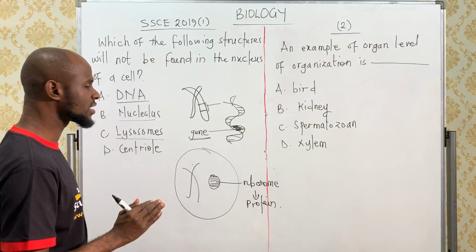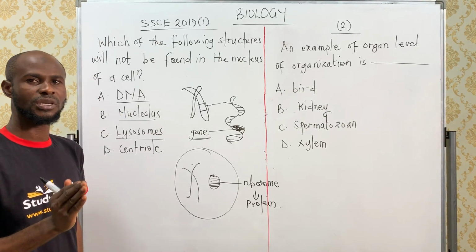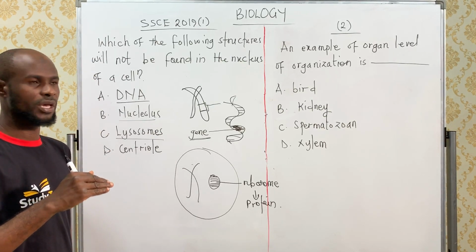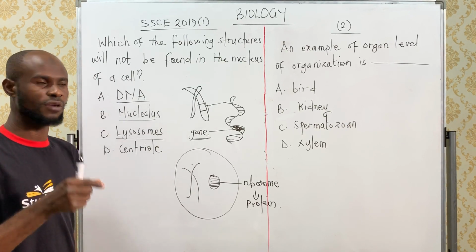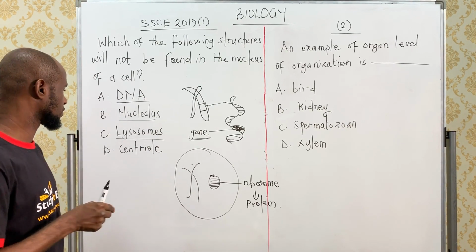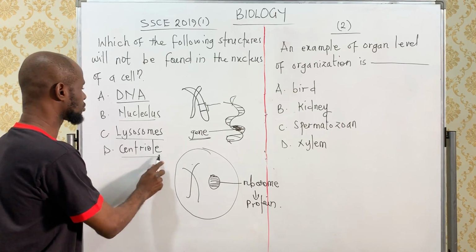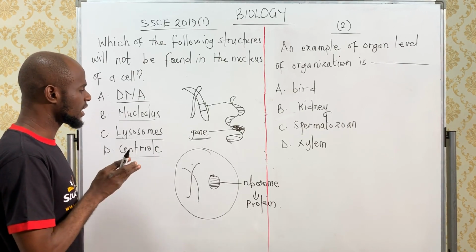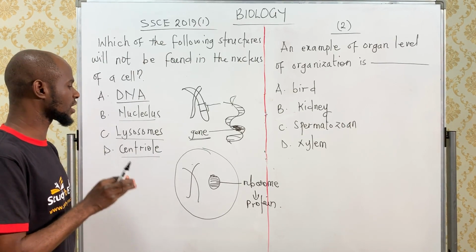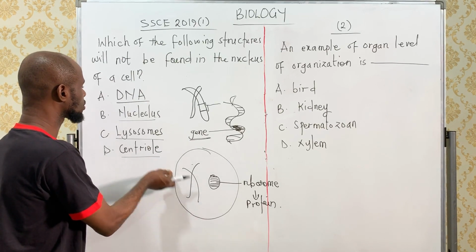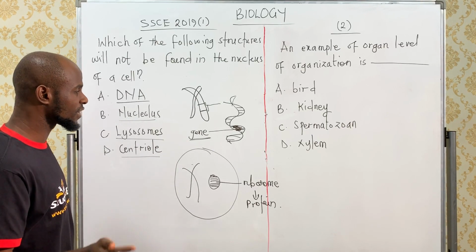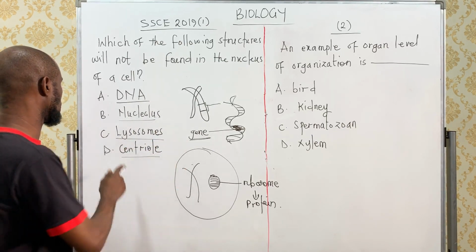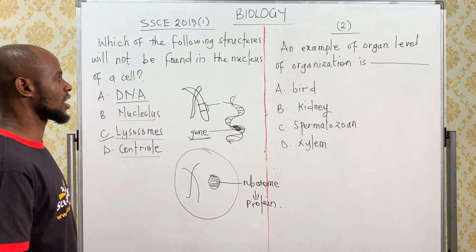So let's look at the lysosome. Lysosome is a suicide bag that is found outside the nucleus. It helps to destroy worn-out organelles and also protects the cell from invading microorganisms. Then we have the centriole. The centriole is very close to the nucleus. So the answer here is the lysosome. Lysosome is very far away from the nucleus.